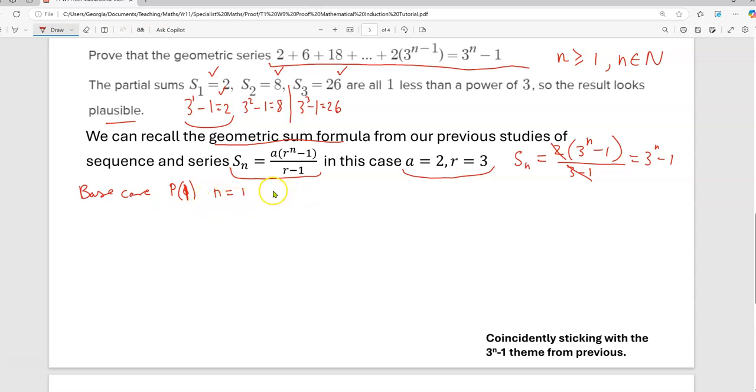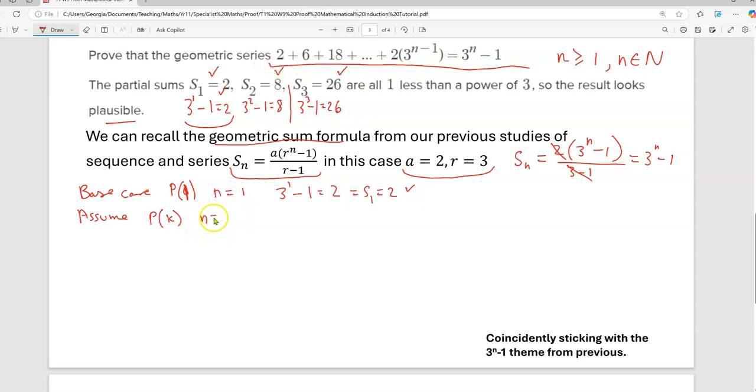Let's plug that into the formula. 3 to the power of 1 minus 1, that equals 2, and that is true. That is the sum of the first term, which is 2. All good. Okay, so we're going to assume that this formula is correct for adding up k values in this geometric series.